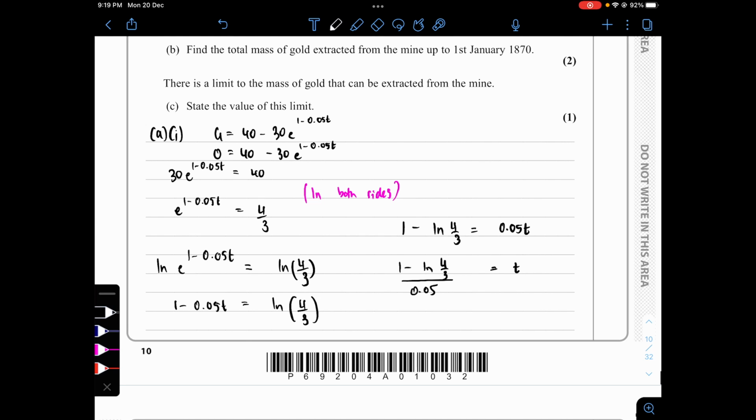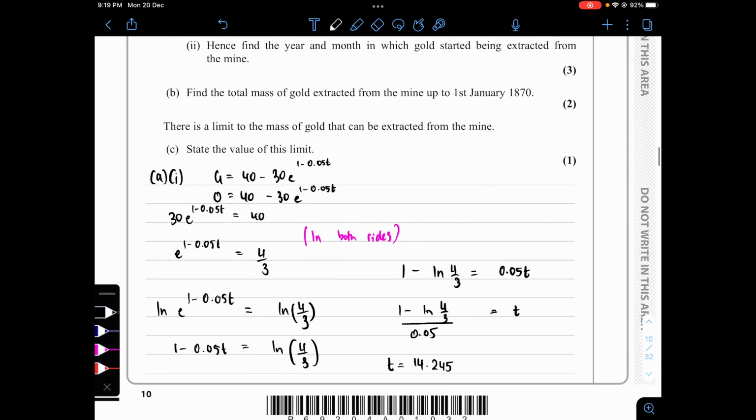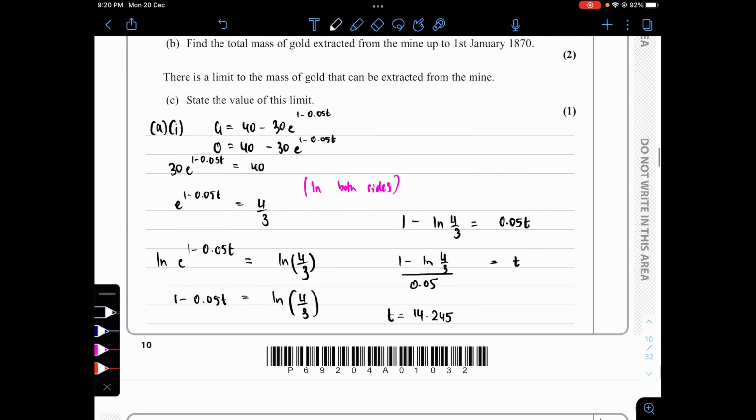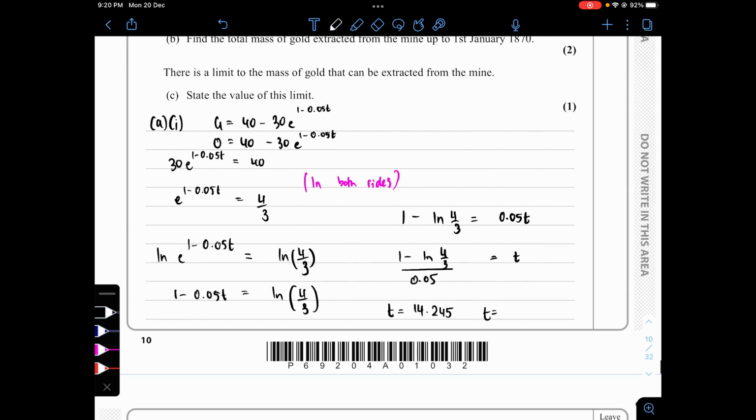When we put this in the calculator, we get t equals 14.245, or 14.25 is also fine. We can round it to t equals 14.25. That's our final answer. Both answers are correct. So that means k, not t, because at the end we have k, as that is our x-intercept. All right, so that's our final answer.